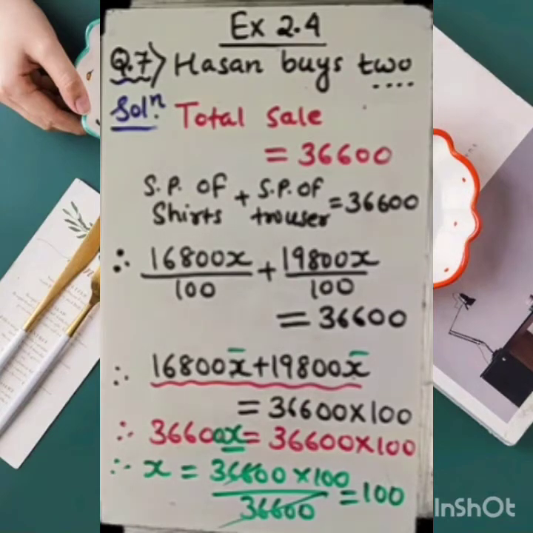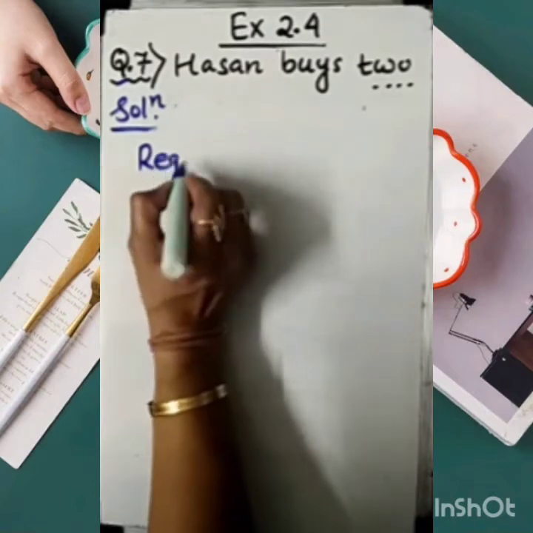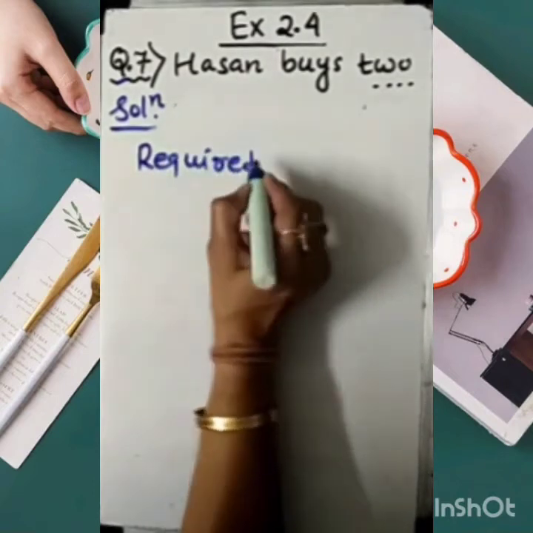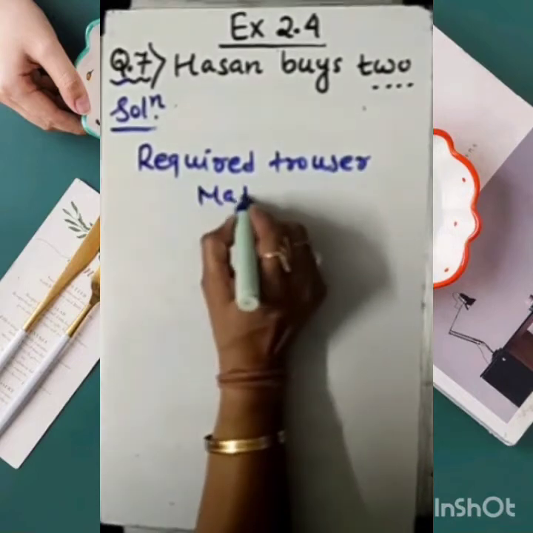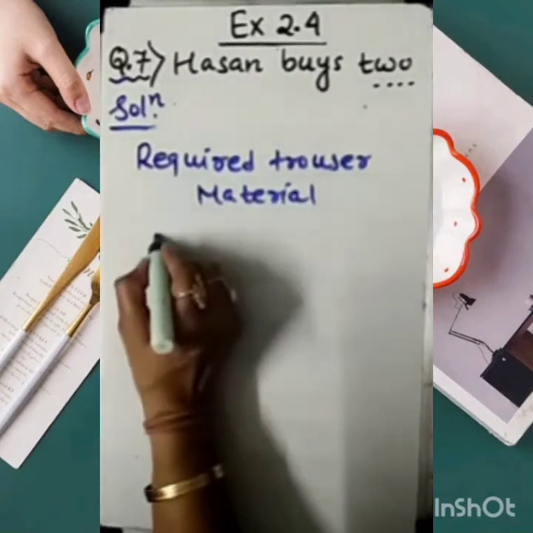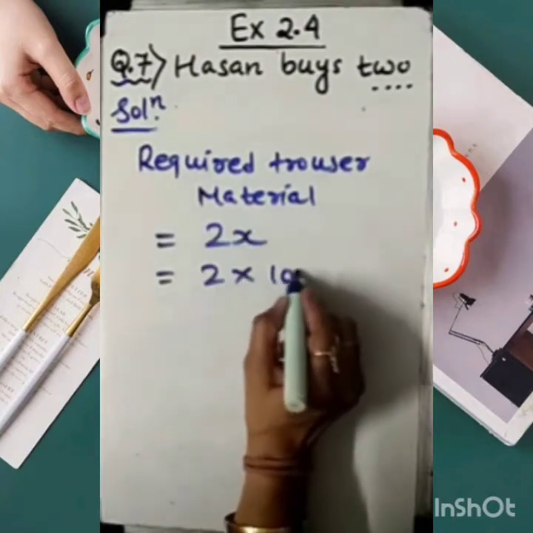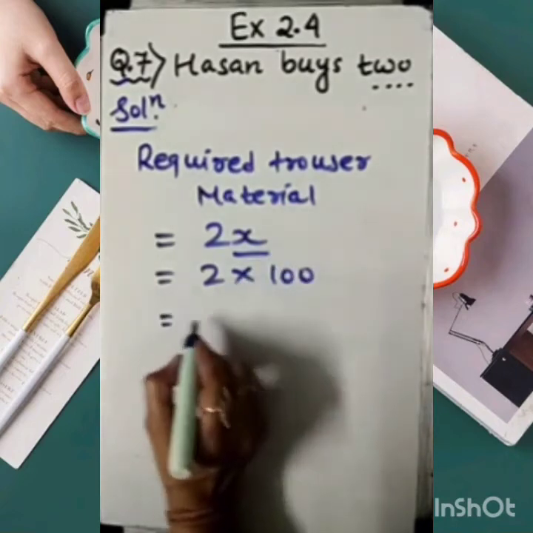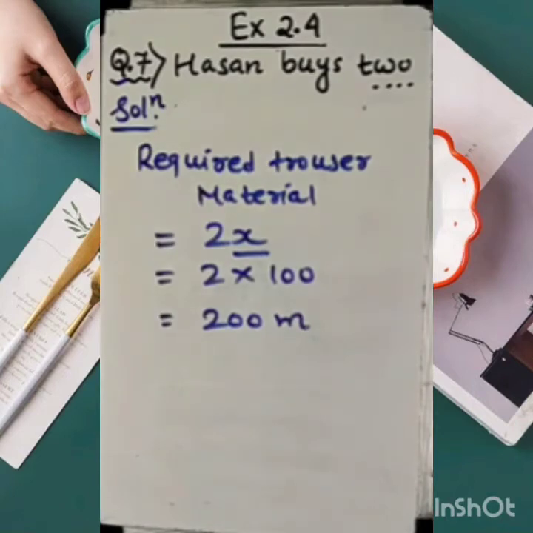Now how to solve further? Let's see. So according to the question, we need to find the required trouser material. How much material we need to make a trouser was 2x, you know. So it will be 2 into 100 because the value of x is 100. So 200 meters of trouser material will be required. This is the complete solution of question number 7.